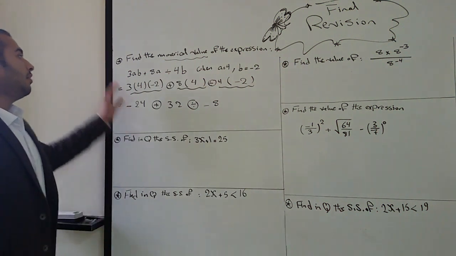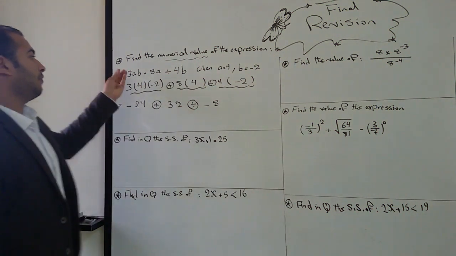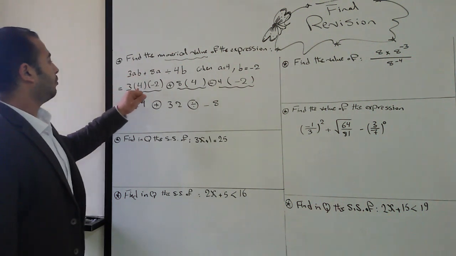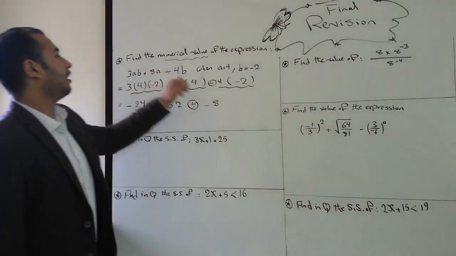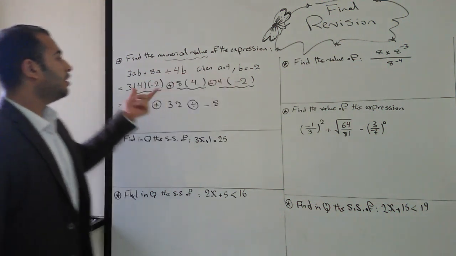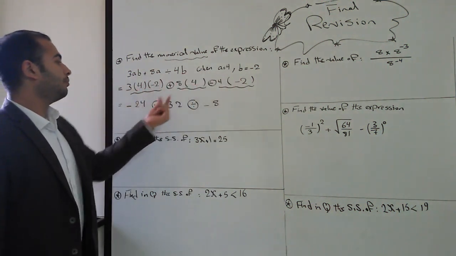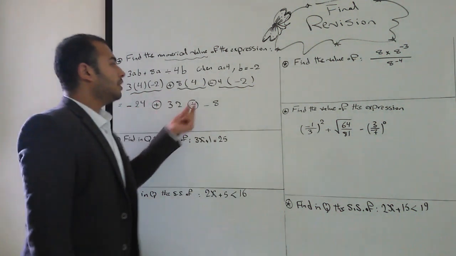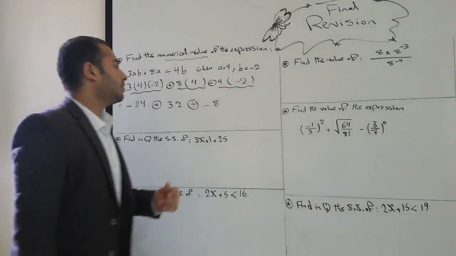Again, first, put the value of a and b. Instead of a and b, put 4 and negative 2. Instead of a, write 4. Instead of b, write negative 2. Find the value for each term alone. Here, first term is negative 24, second term is 32, and third term is negative 8.